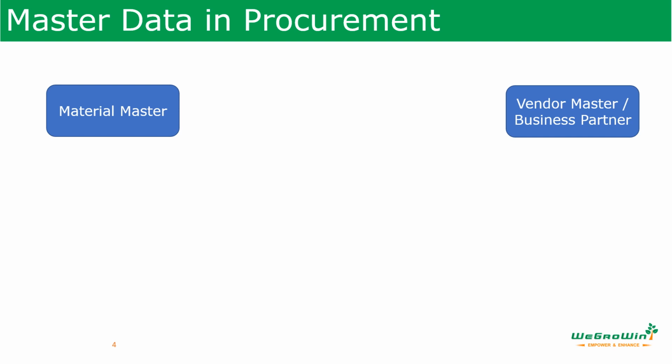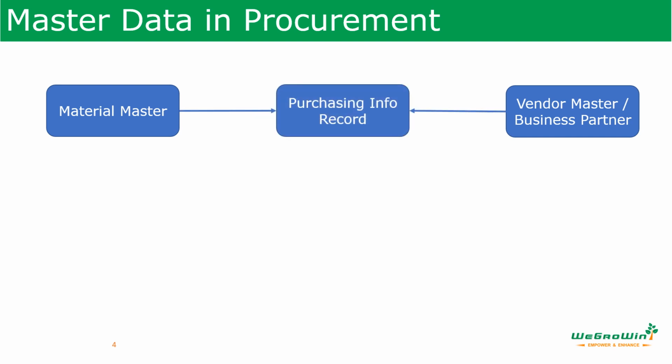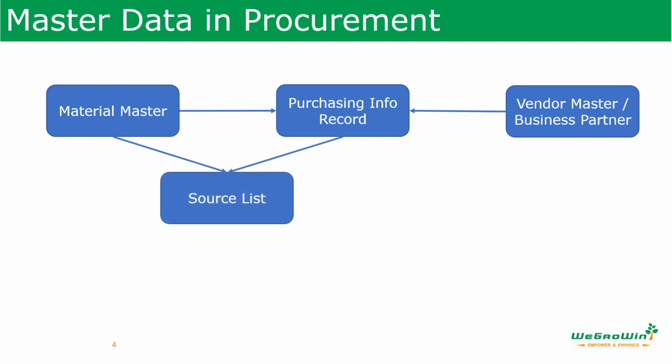They are the most important master data in the procurement process. Combination of material and vendor forms the purchase info record. Source list is created by combining material and purchasing info record and the scheduling agreement. With this, we create the source list.